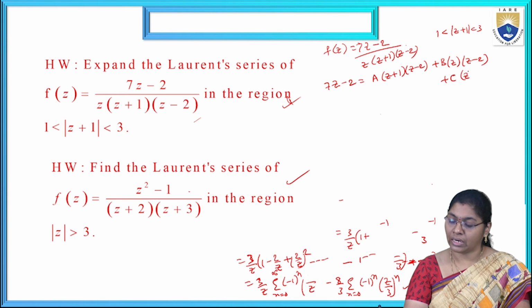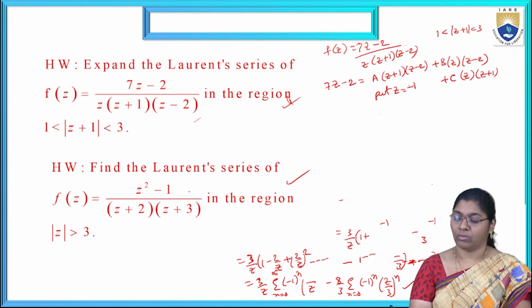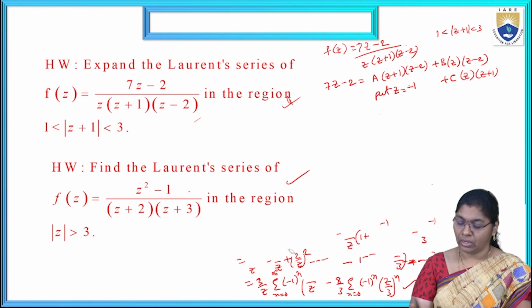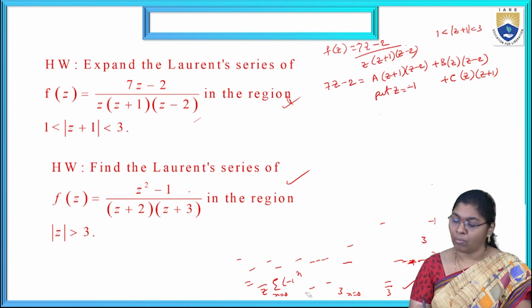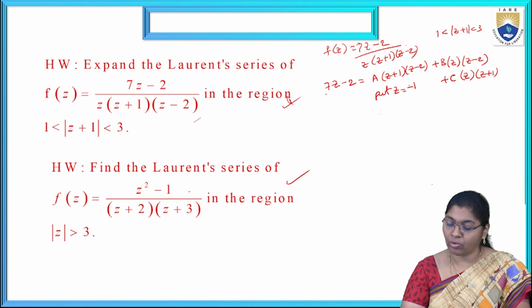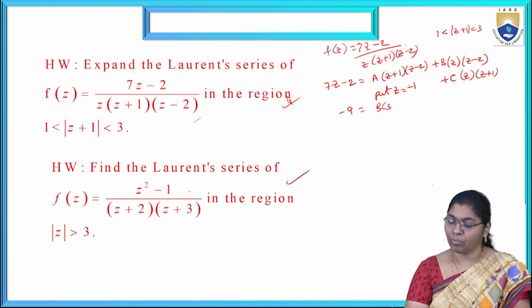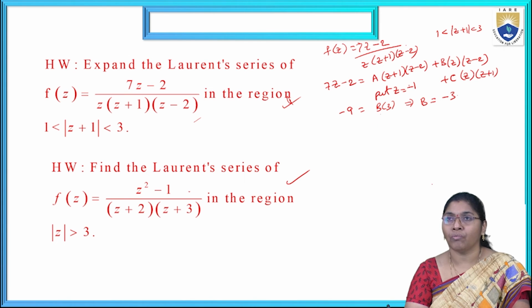plus c into z into (z plus 1). Now put z equal to minus 1. First step. What do we get? Substituting z equal to minus 1, a and c are zeros. We get the b value. 7 into minus 1, that is minus 7 minus 2, minus 9. A value 0, c value 0, b value minus 1 into minus 2, overall this is 3 times b equal to minus 9. That implies b equal to minus 3. Minus 9 by 3, we get minus 3.